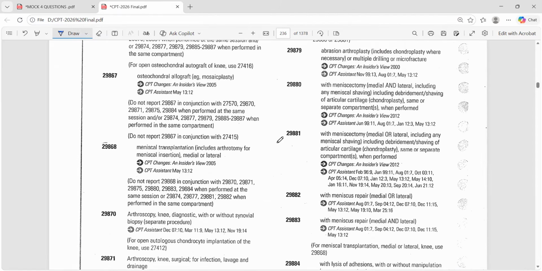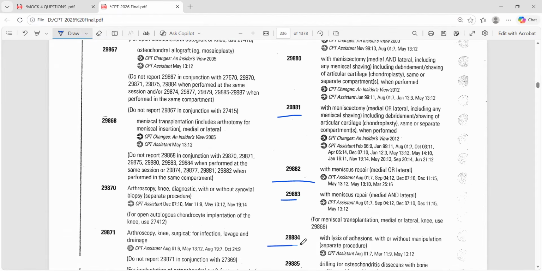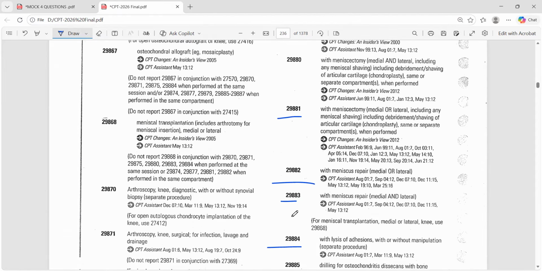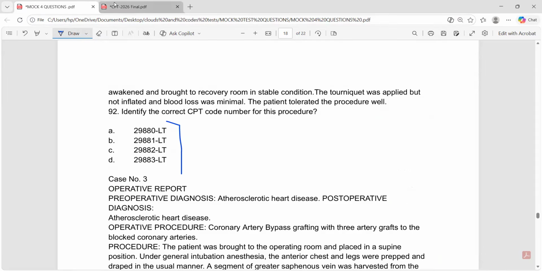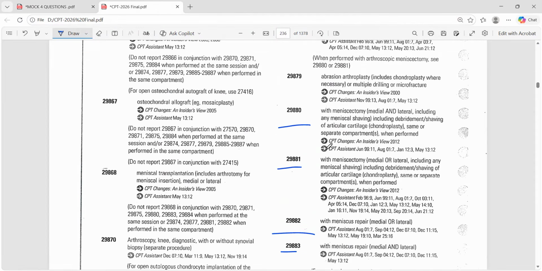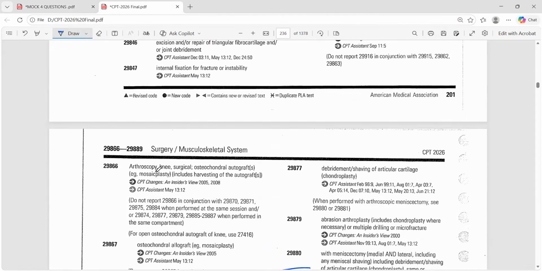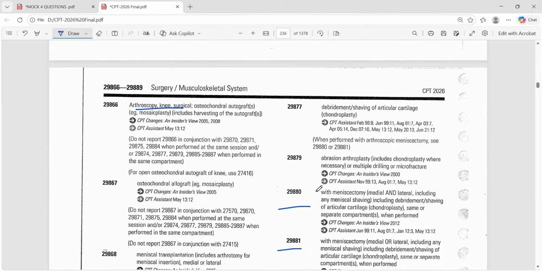Yes, here we are: 29880, 881, 882, 883, and 884. Is that right? Yes. See here how to read this code. Okay, it is arthroscopy knee surgical. They are indented codes, right?